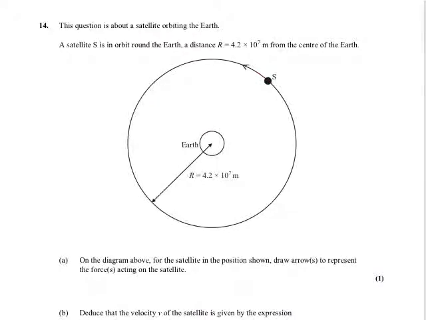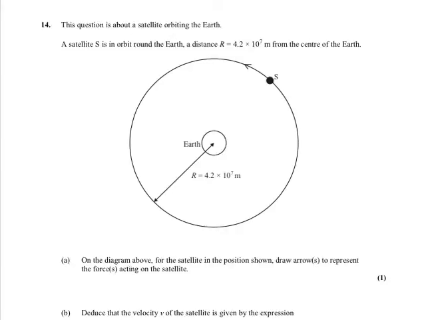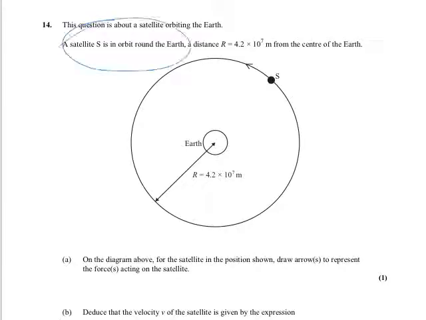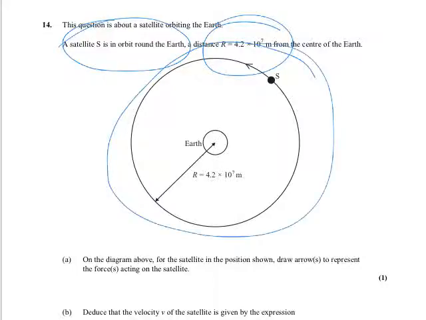Okay, the question is about a satellite orbiting the Earth. A satellite S is in orbit around the Earth, and the distance r is 4.2 times 10 to the 7. And here you can see a visual representation of that. In the diagram above, draw arrows to represent the force acting on the satellite.